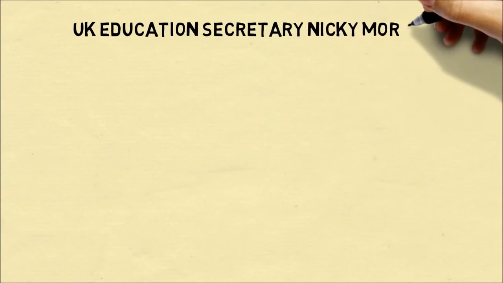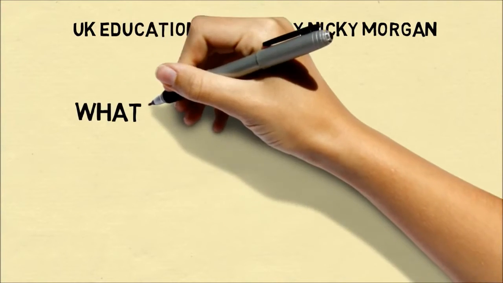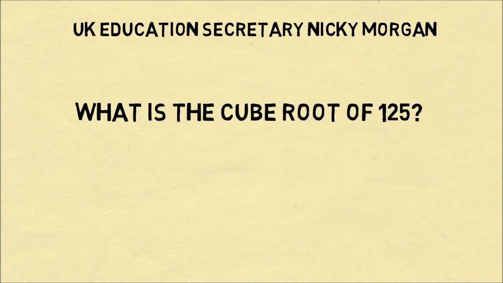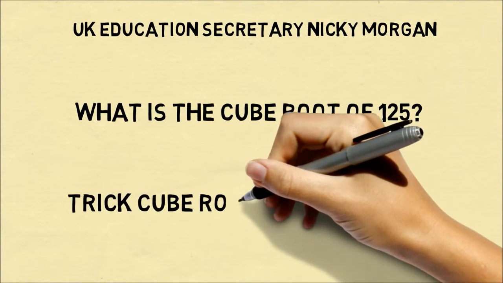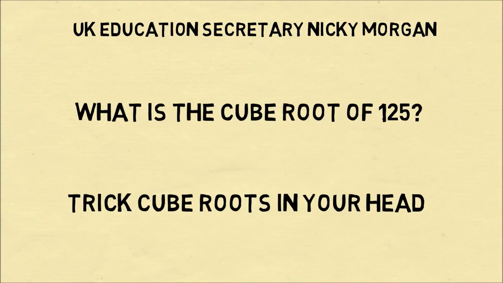The Education Secretary Nicky Morgan was recently on TV and put on the hot seat. She was asked by a 10-year-old the question, what is the cube root of 125? She refused to answer any math questions on TV, and I understand that, but if she knew the trick in this video, she could have answered it very quickly and done many more math problems.